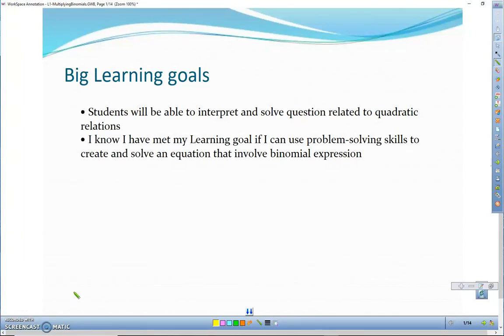We've just finished Unit 2, which was quadratic relations and properties, and we're moving into quadratic expressions, where our big learning goals are to be able to interpret and solve questions related to quadratic relations. And you'll know that you've met your learning goals if you can use problem-solving skills to create and solve an equation that involves binomial expressions.